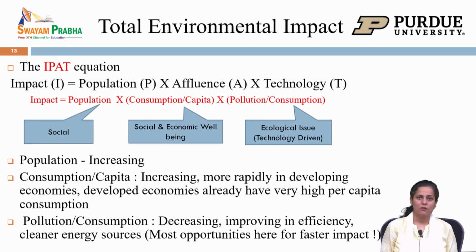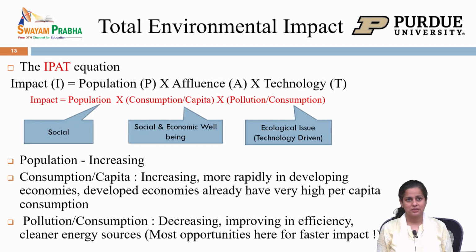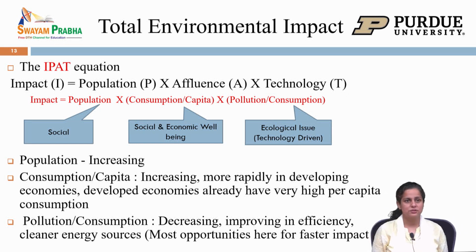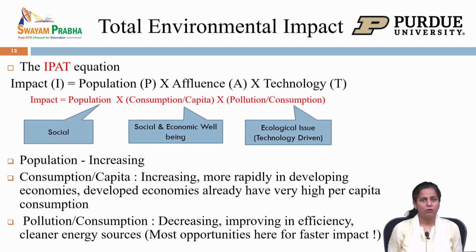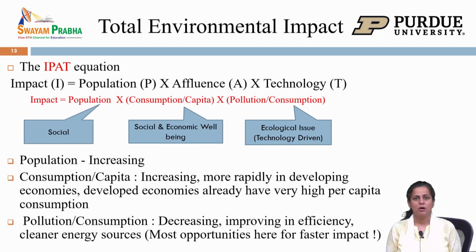Of course, we can think of how we are affecting. Our population is increasing, and consumption per capita is increasing more rapidly in developing economies, but developed economies already have very high per capita consumption. Pollution per unit consumption is basically decreasing. So we are definitely making strides in improving efficiency and cleaner energy sources, and there are also more opportunities here for faster impact. We can see how different aspects are affecting the impact.